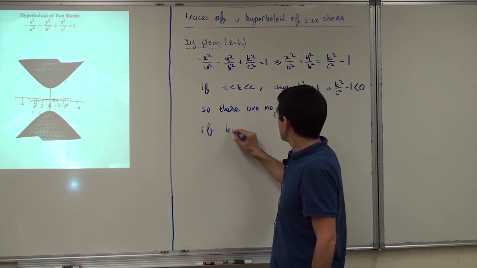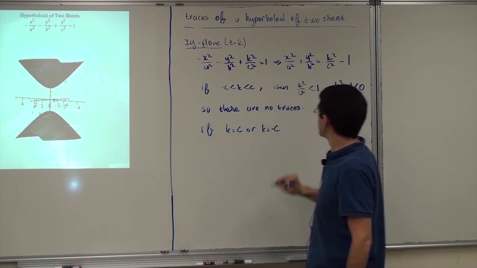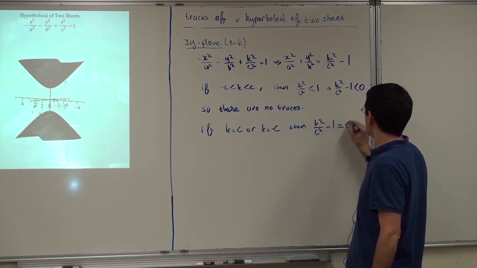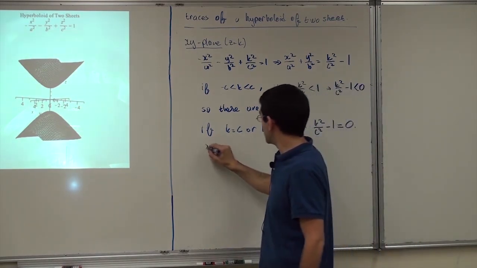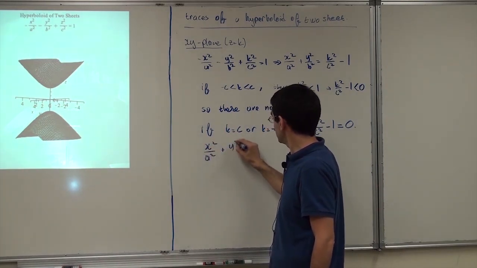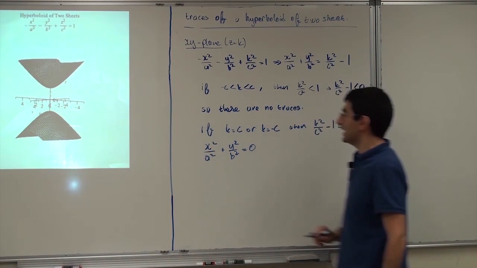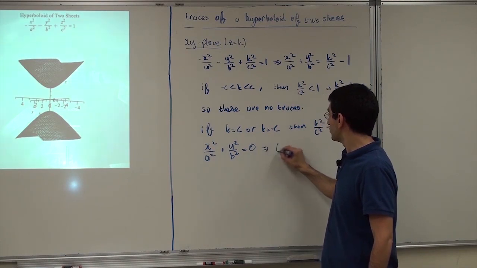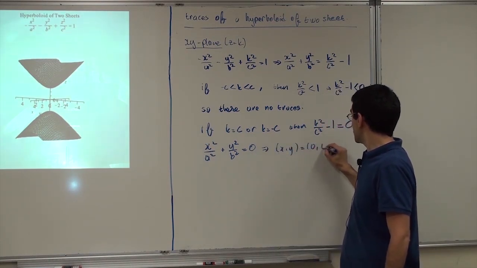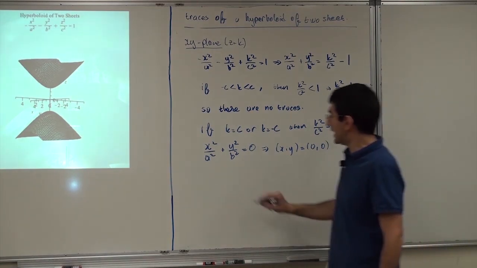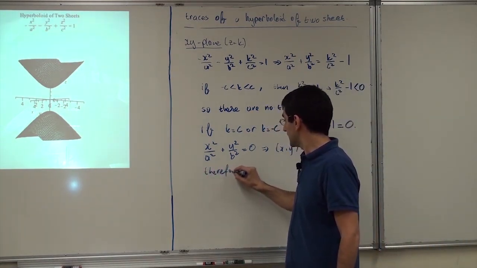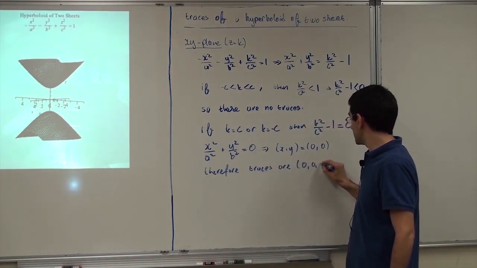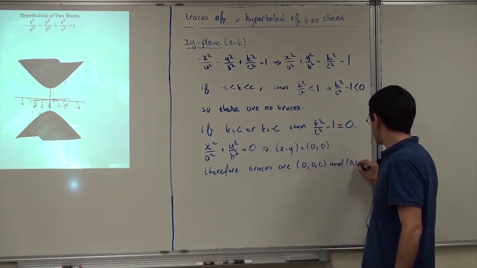Now, if k is c or negative c, then k squared over c squared minus 1 is going to be 0. And the intersection equation will be x squared over a squared plus y squared over b squared equals 0, whose only solution is x equals 0 and y equals 0. Therefore, the traces are going to be the points (0, 0, c) and (0, 0, negative c).